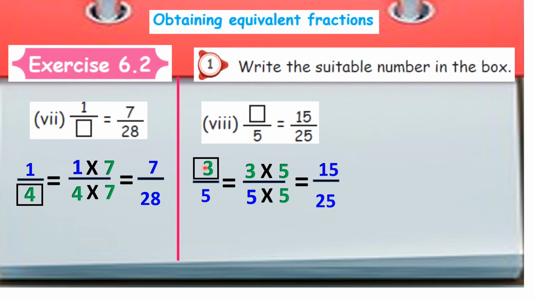Fine. So 3 by 5 and 15 by 25. So this 15 by 25 is the equivalent fraction for this 3 by 5. So is it easy? I think I should not ask. Sure, it's easy for you. Just get practice. Okay.